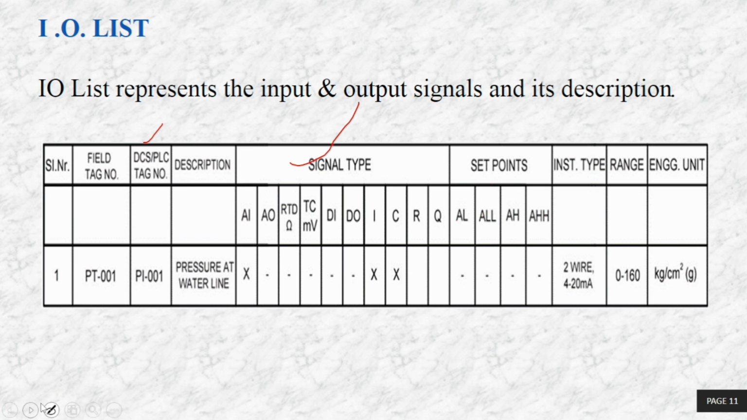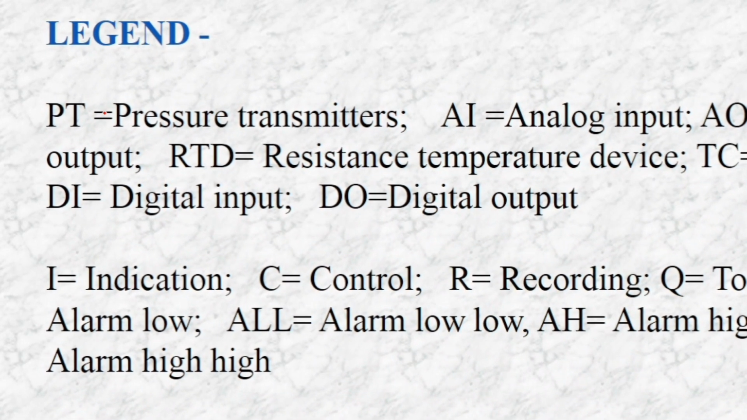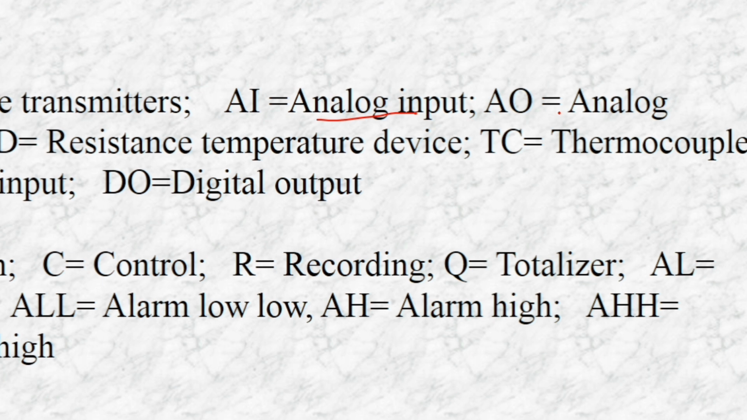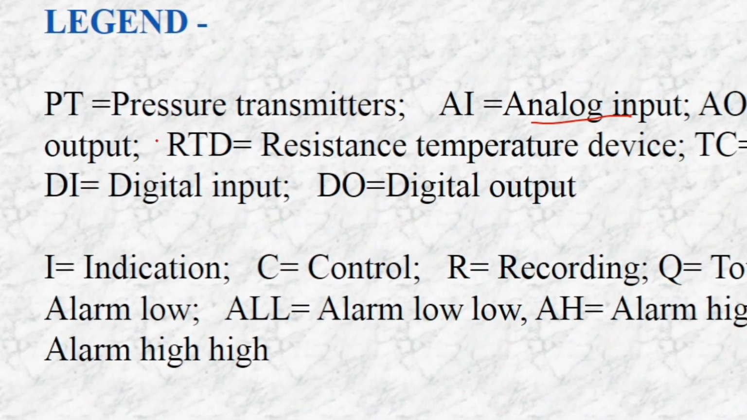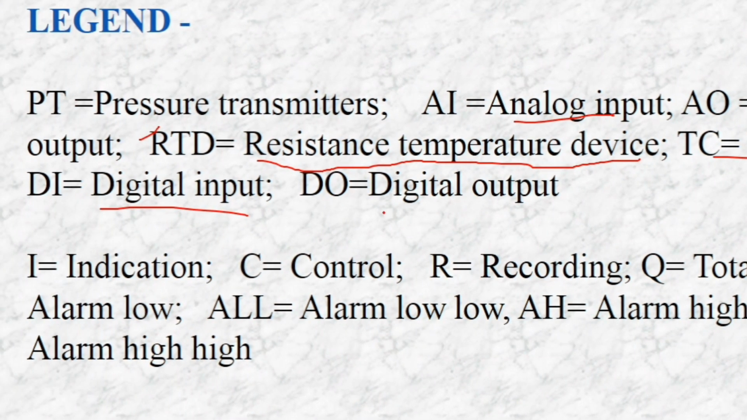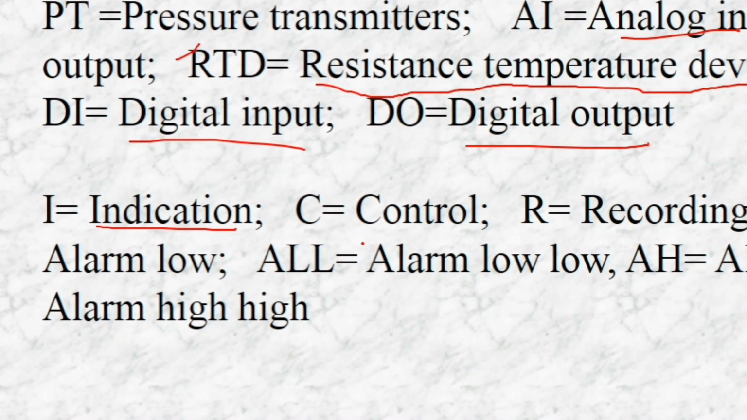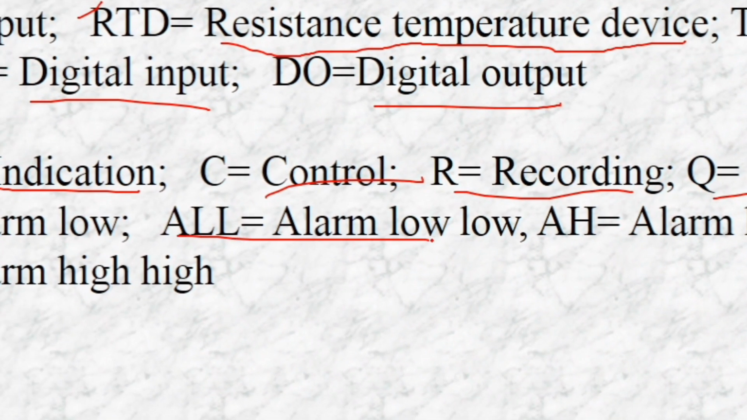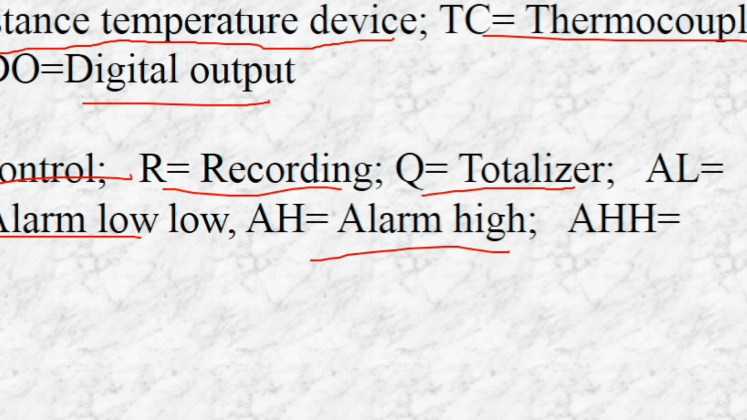First understand the legends. What is the full form? PT is the pressure transmitter, AI is the analog input, and AO is the analog output. RTD is a resistance temperature device. TC is thermocouple. Digital input, digital output, indication, control, recorder, totalizer, alarm low, alarm high. Everything you will learn.